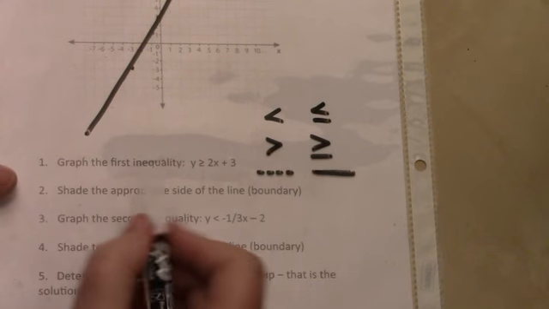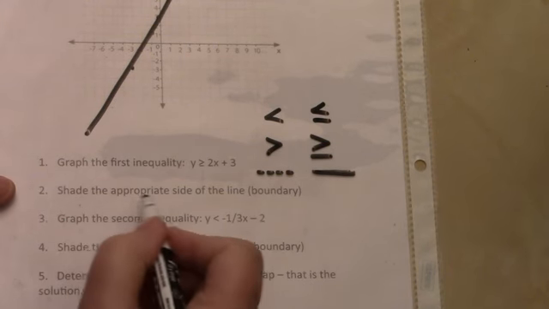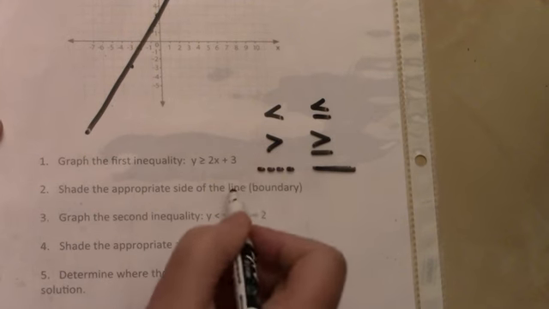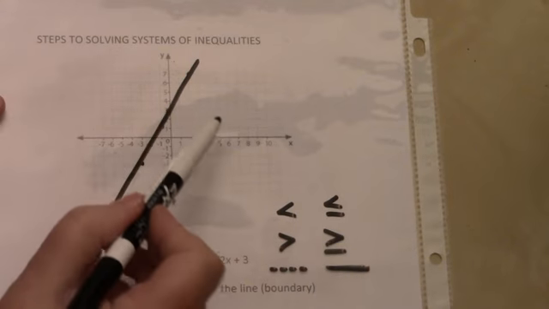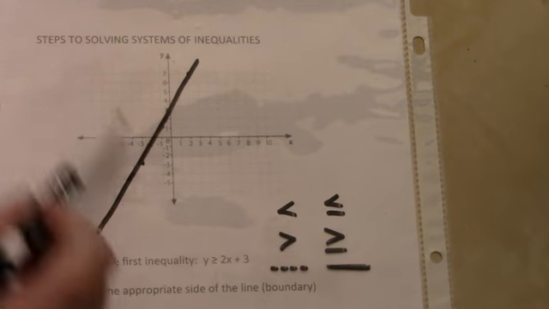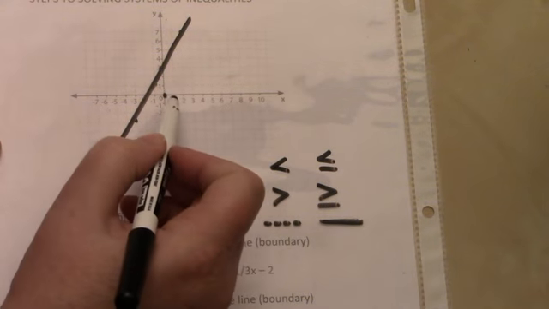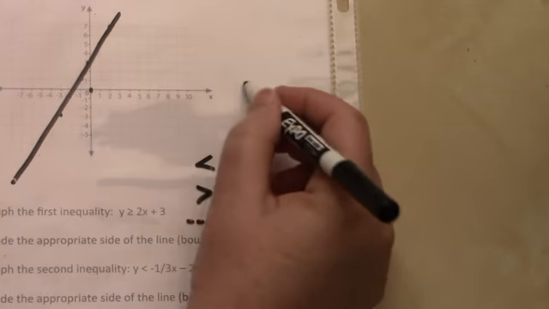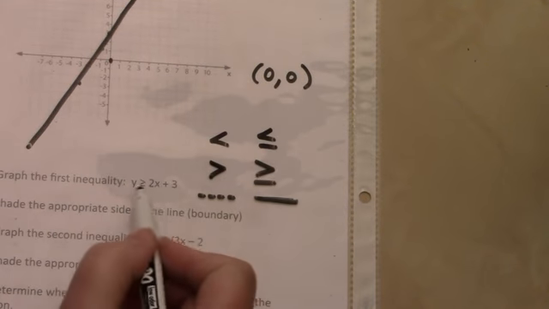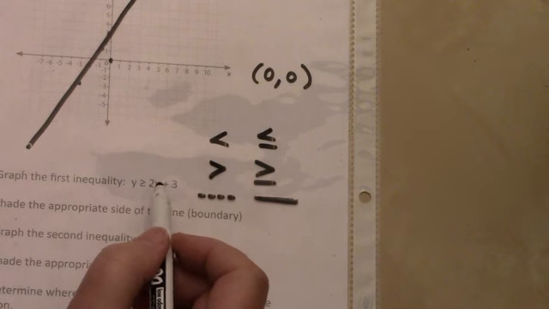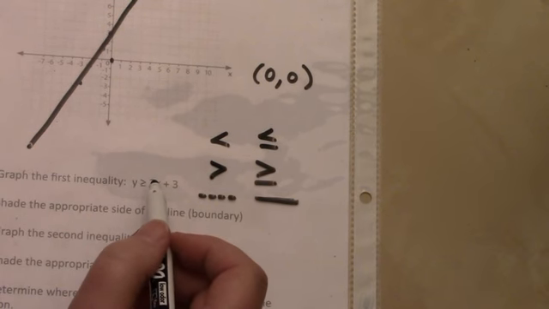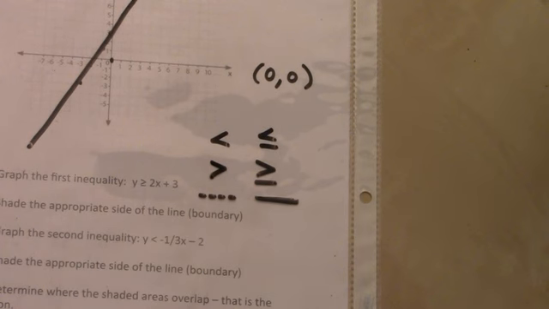So I graphed the first inequality, but now I have to shade the appropriate side of the line, or the boundary. Well, how do I know if I'm going to shade down here or on this side? Here's where I'm going to test the middle coordinate. What is the origin? What is that middle point? That is the coordinate 0, 0. So if I substitute 0 and 0 into my equation, I will be able to determine which side of the boundary I'm going to shade.